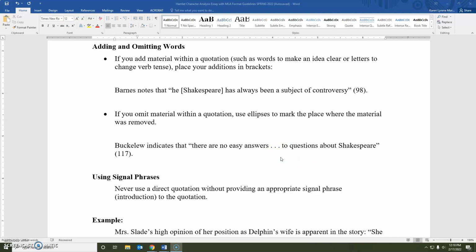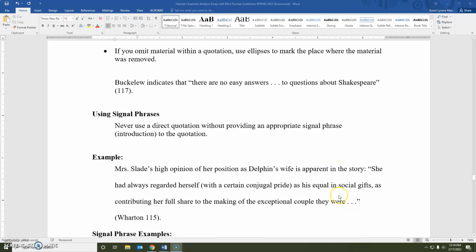Now you cannot add or leave out words that will change the meaning of what you're quoting. It should really just make your point stronger, make your point more concise, so you don't have the reader bogged down in a whole bunch of extra stuff that wasn't needed or necessary to make your point.